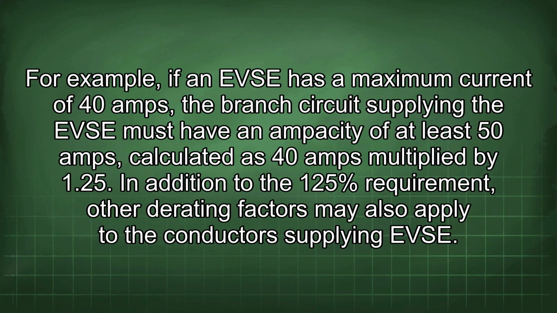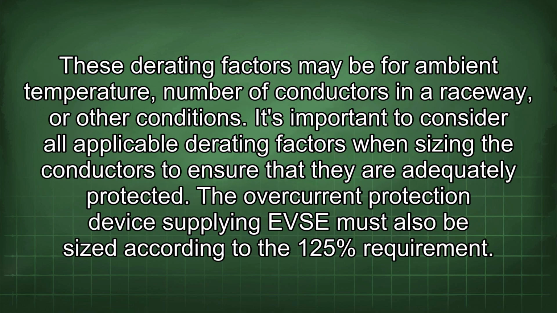For example, if an EVSE has a maximum current of 40 amps, the branch circuit supplying the EVSE must have an ampacity of at least 50 amps, calculated as 40 amps multiplied by 1.25. In addition to the 125% requirement, other derating factors may also apply to the conductors supplying EVSE. These derating factors may be for ambient temperature, number of conductors in the raceway, or other conditions. It's important to consider all applicable derating factors when sizing the conductors to ensure that they are adequately protected.